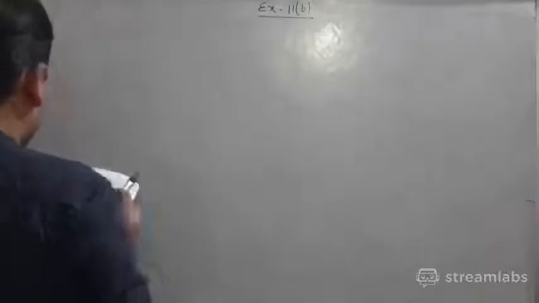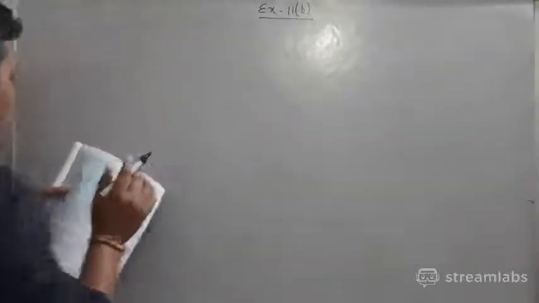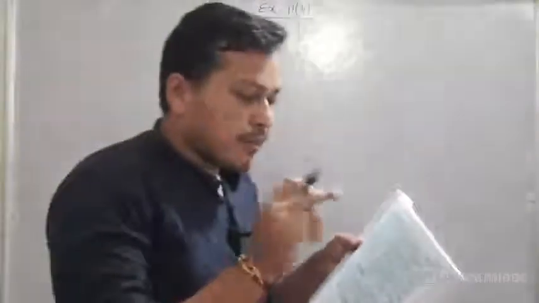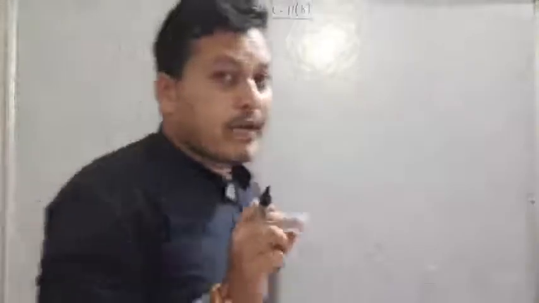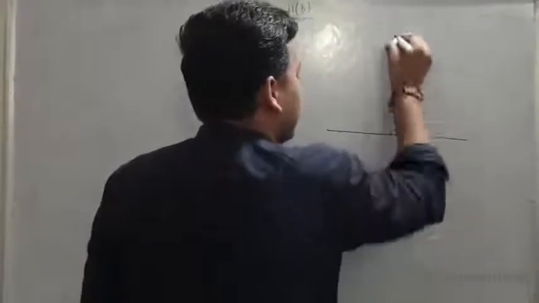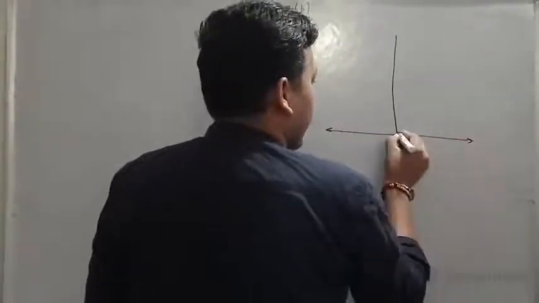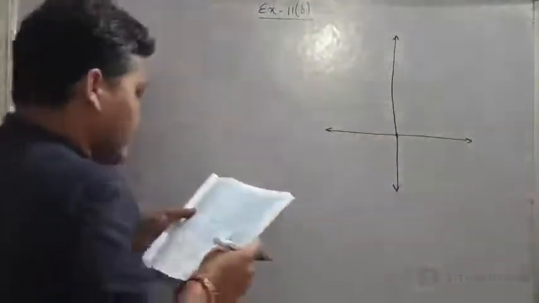Question number 7. Find the slope of the line perpendicular to the line whose slope is... Perpendicular means two lines will be there. Suppose one line and second line. These are the two lines, first line and second line. Both are perpendicular to each other. So it is given in our question.